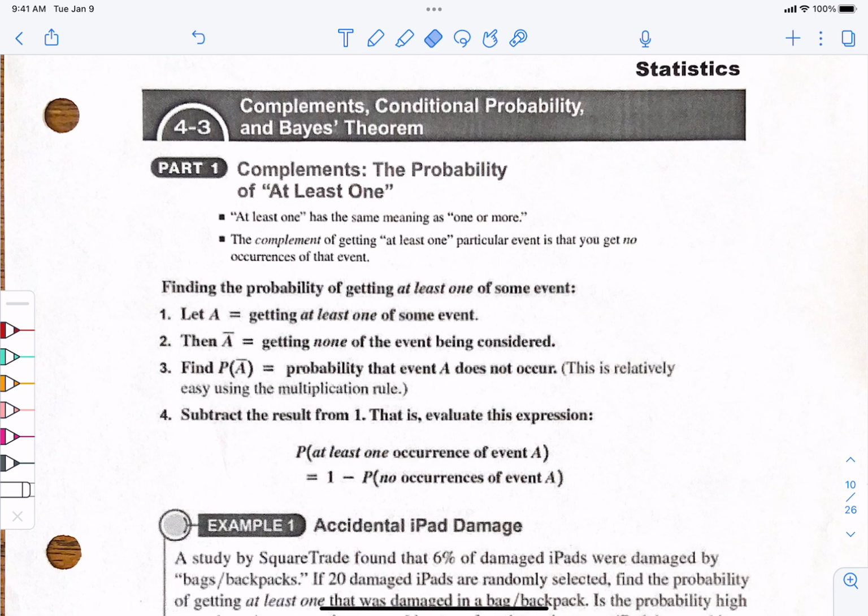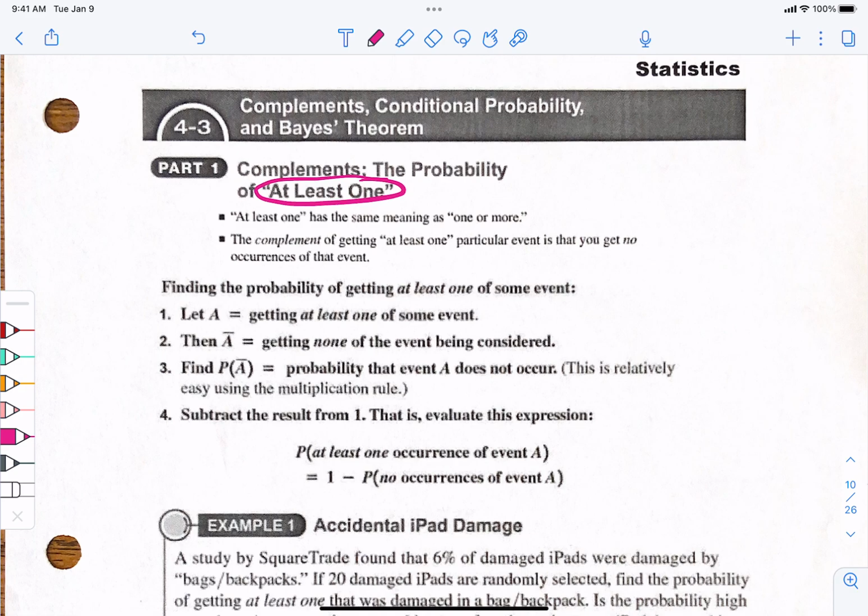The first part of this, part one, is the probability of at least one. This is a really hard concept to understand, so you really have to focus for the next five minutes, okay? At least one. Sit down and be quiet, I'm recording. Okay, probability, at least one.